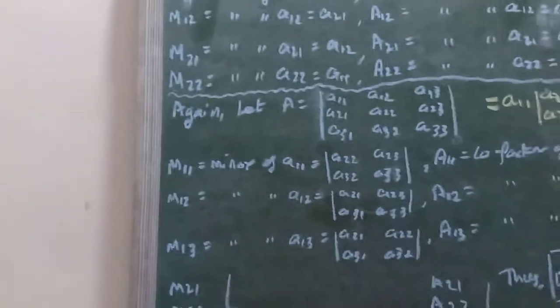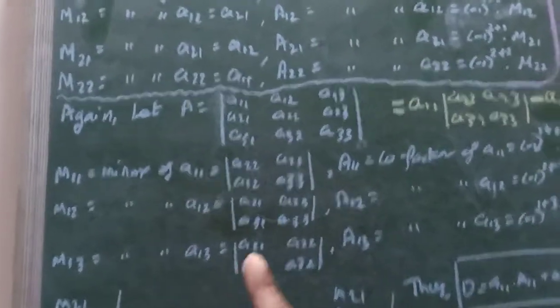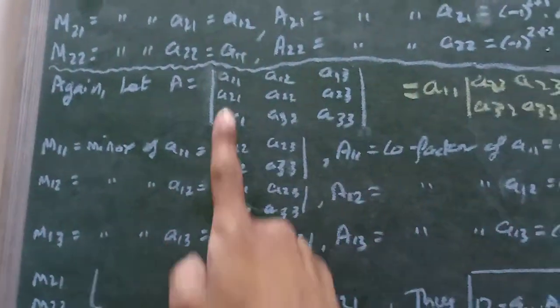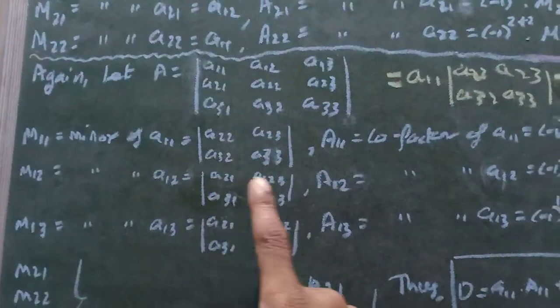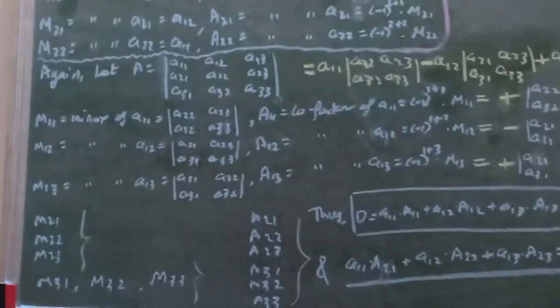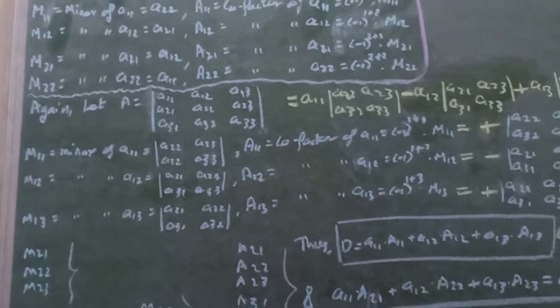Same way you can find M12, the minor of A12. Remove the row and the column in which A12 is present. So what is left? A21, A23 and A31, A33. Like that you can find the remaining minors of the elements of a 3 cross 3 determinant.